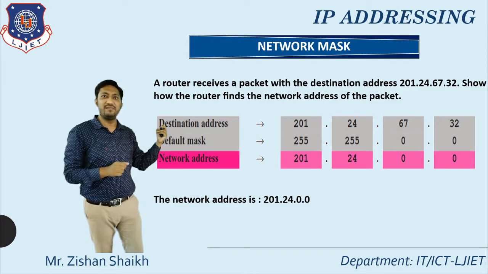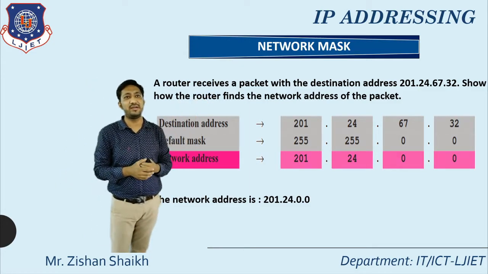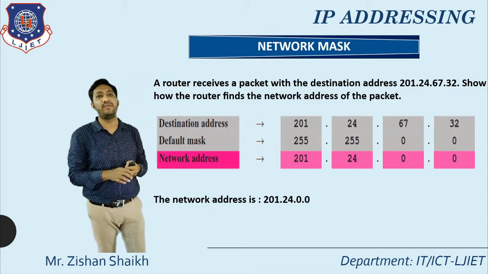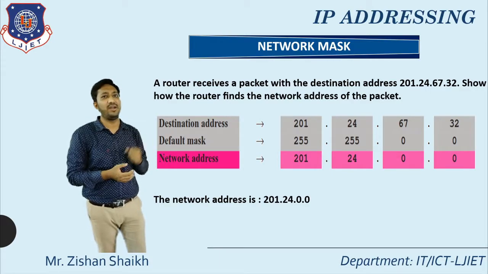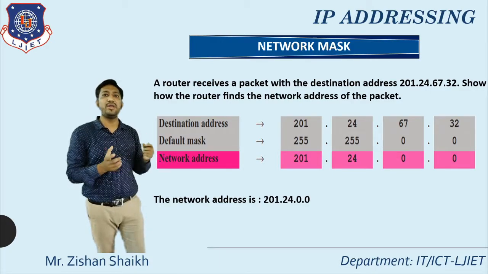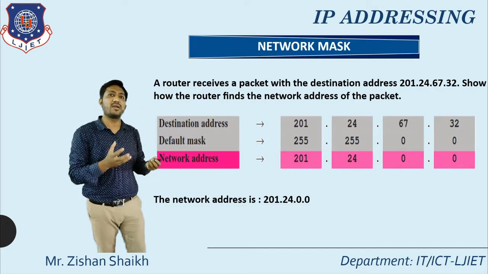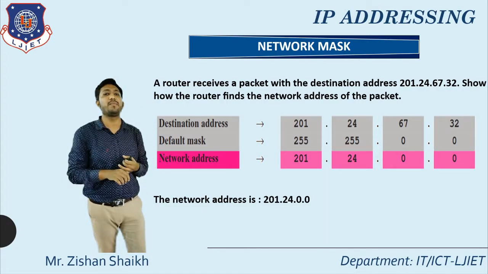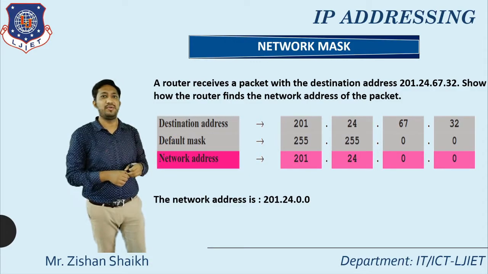So when we are talking about masking to extract the particular network address, let's understand with one example. A router receives a packet with destination address 201.24.67.32. This is the destination address. Now, how does the router extract the network address here? For that, it has to perform an AND operation.